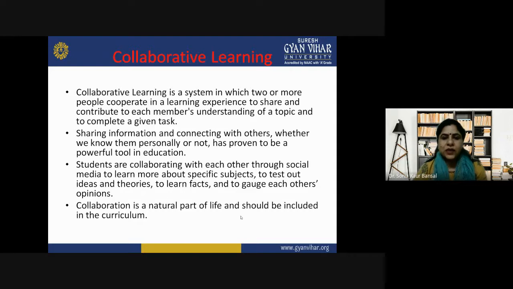Okay, so this is called collaborative learning, and sharing information and connecting with others, whether we know them personally or not, has proven to be a powerful tool in education. So just remember, students, that it is very important and very useful learning. When you learn something in collaboration, you learn very effectively. So students are collaborating with each other through social media to learn more about specific subjects, to test out ideas and theories, to learn facts, and to gauge each other's opinions.